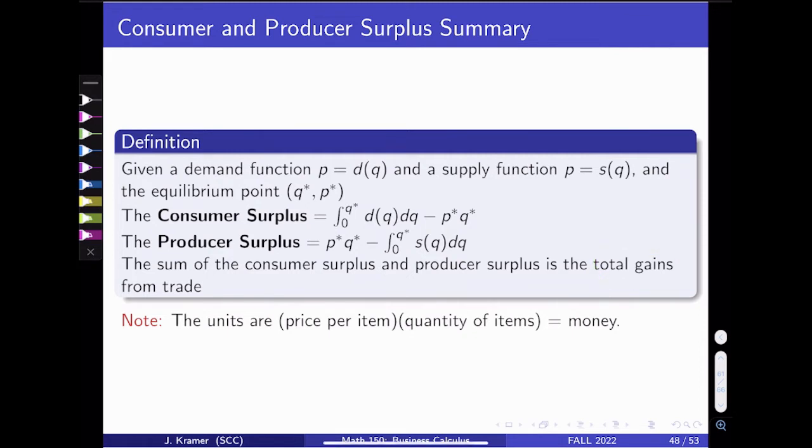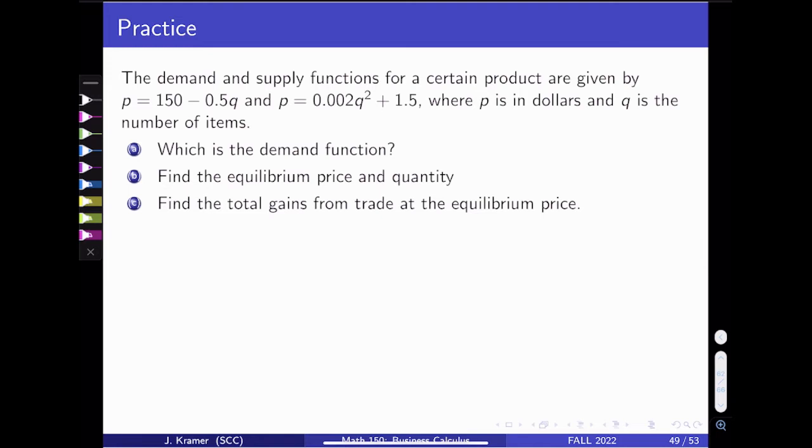The units are price per item times the number of items or quantity of items, which ends up just being the money earned. So the demand and supply functions for a certain product are given by P equals 150 minus 0.5Q and P equals 0.002 times Q squared plus 1.5, where P is in dollars and Q is the number of items. Part A asks to decide which is the demand function.